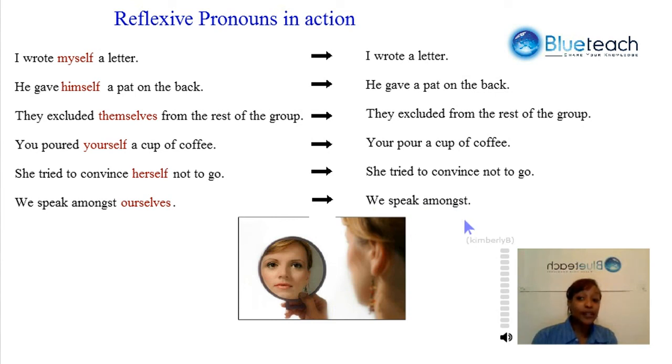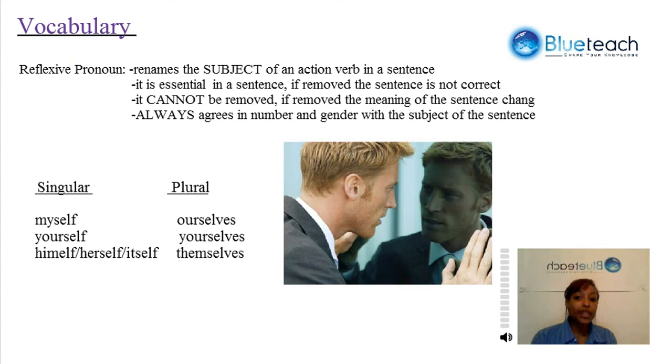So we see from these examples that a reflexive pronoun is important in the sentence. It's essential in the sentence. If we remove it, it changes completely the meaning of the sentence. I hope that this lesson has been helpful for you.